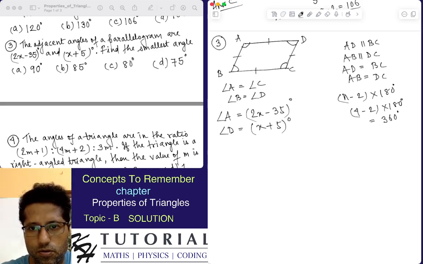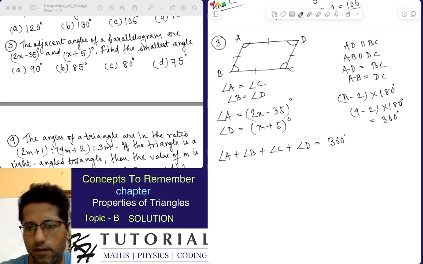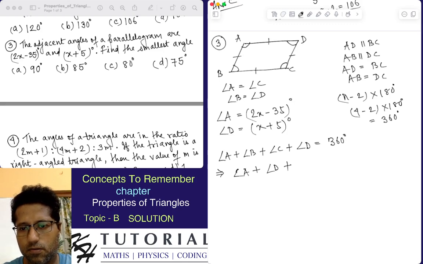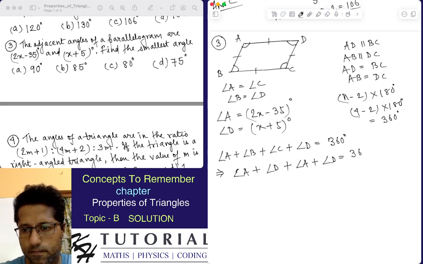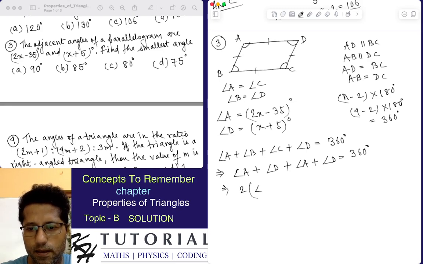Now we can say that angle A plus angle B plus angle C plus angle D is equal to 360 degrees. What is angle B? Angle B is equal to angle D. And what is angle C? Angle C is also equal to angle A. So we can write this implies twice of (angle A plus angle D) is equal to 360 degrees.